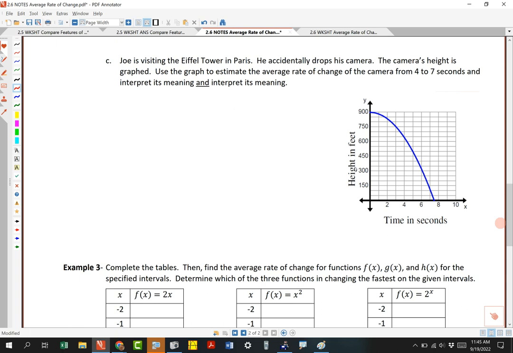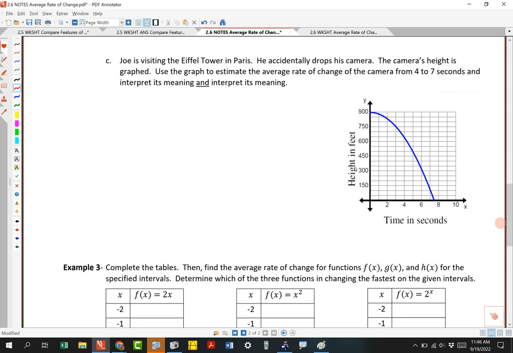Joe is visiting the Eiffel Tower in Paris. Anybody been to the Eiffel Tower in Paris? Ooh, wow. No? Oh, I have. I'll have to show you some pictures. Let's see. He accidentally drops his camera. His camera's height is graphed.